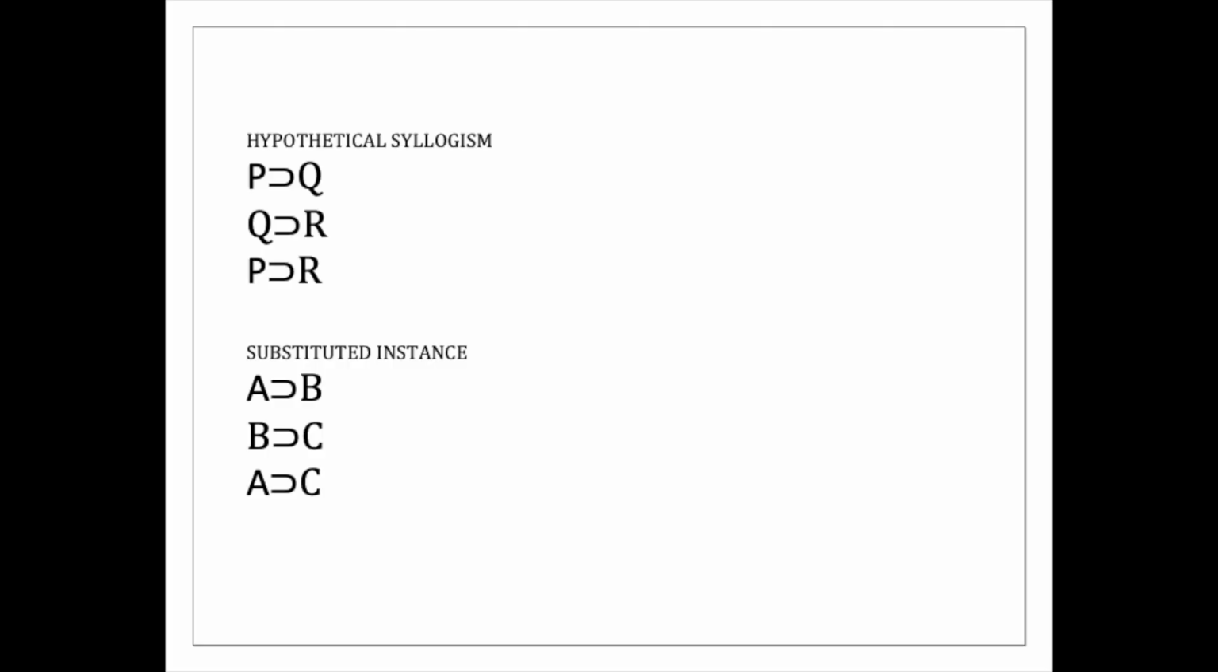Okay, let's look at the hypothetical syllogism inference rule. You see the first 2 premises are conditionals, and the conclusion is a conditional as well. The form goes as follows. If P, then Q, and if Q, then R, therefore, if P, then R. Again, if the first 2 premises of the argument are true, we can infer the truth of this conclusion, if P, then R, by rule. Notice the substituted instance. If A, then B, if B, then C, therefore, if A, then C. It follows the same structure.